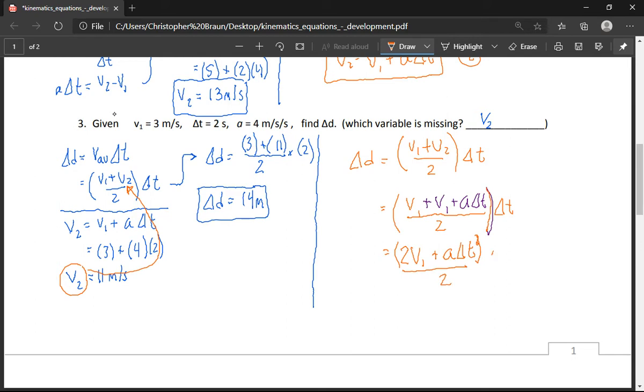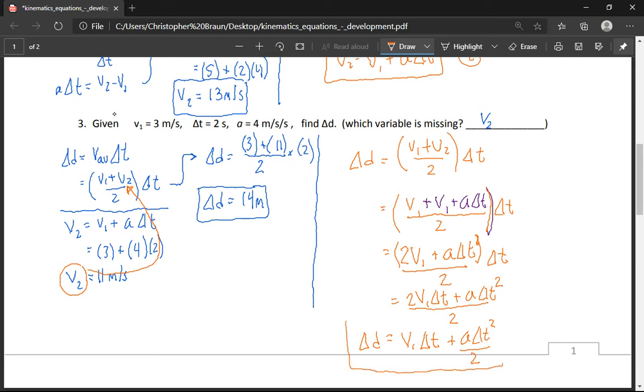Over 2. Multiply the delta T into both terms, and you get 2 V1 delta T plus A delta T. Now, delta T times delta T is delta T squared, all over 2. And now the rules of mathematics say that this 2 can divide with this 2, but it can't divide this one out. So if we broke this up, it would be 2 v1 delta t over 2 plus a delta t squared over 2. And then those two would divide, and so you're left with v1 delta t plus a delta t squared divided by 2.